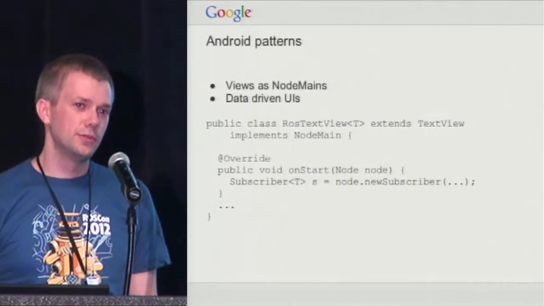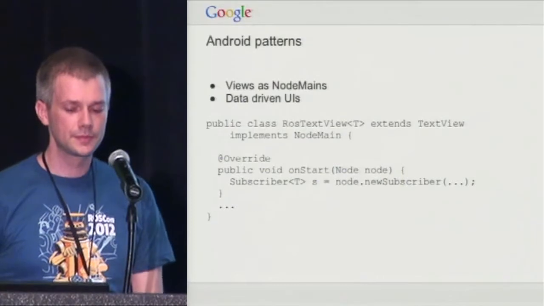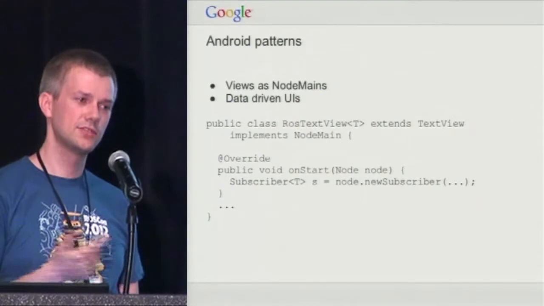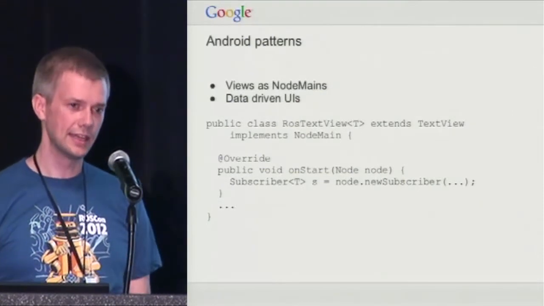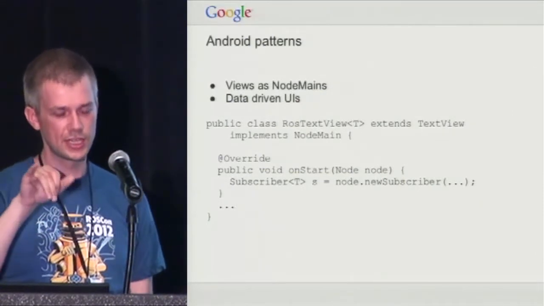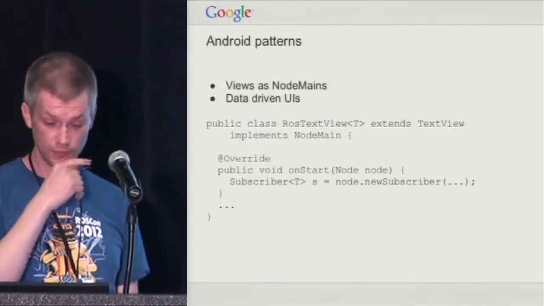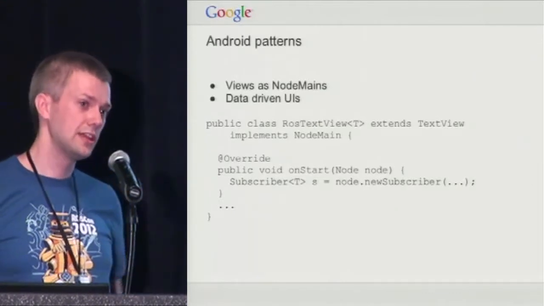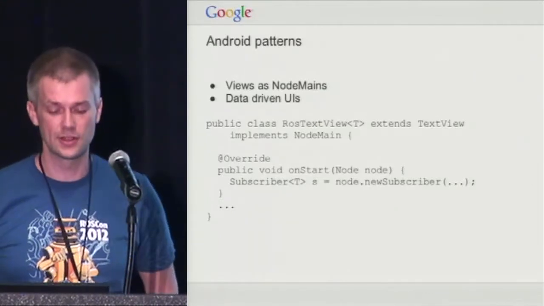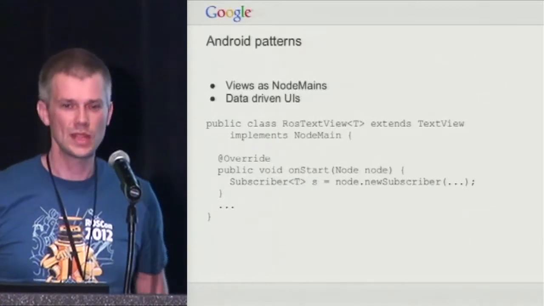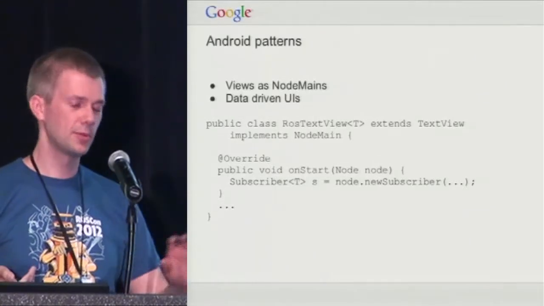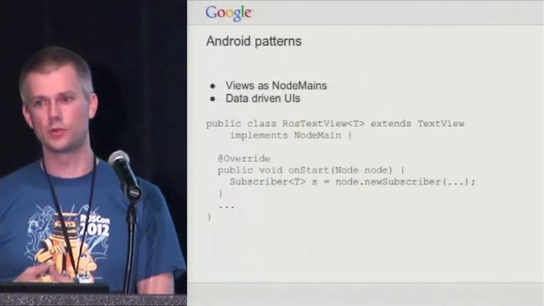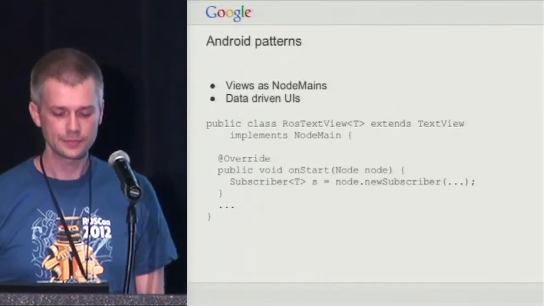It also defines a few patterns for Android development. One of those is that in Android we have concepts of views. So there's a text view or an image view, things like that. And then in ROS we actually take those same views. So you would extend a view or create a brand new view, and then implement node main with it. And then when you get your node main executor in your init method, you can execute that view just like a node main. And now it serves both purposes. So you can actually drop it into your Android application layout, and then do ROS type stuff with it, create publishers, subscribe to stuff, things like that.